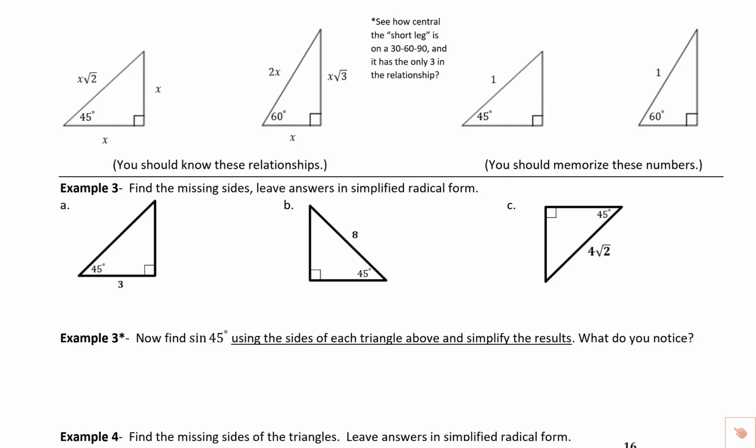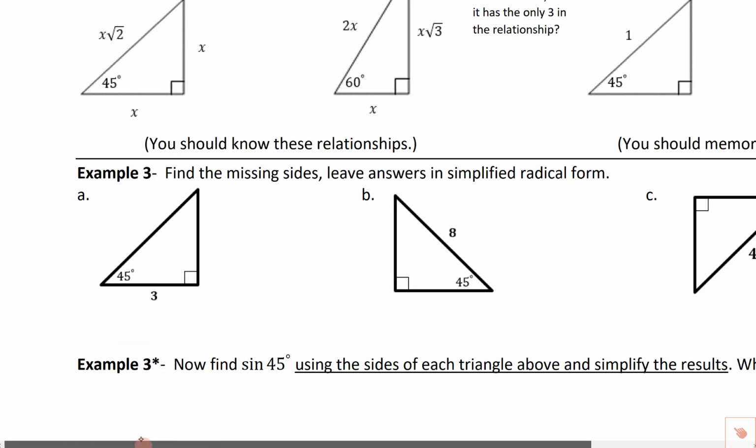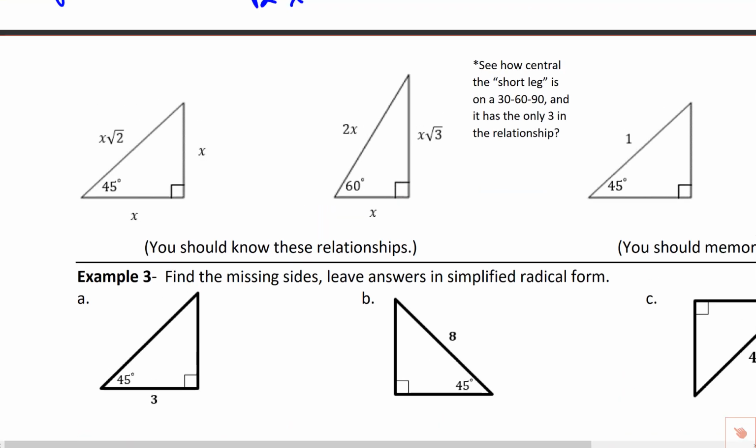Okay, this is what I would like you to write down. There's a couple things that I want you to know about these relationships. So we're going to make this nice and clean. On a 45, 45, 90, the legs are the same. Those are always the same. And if you want to go from a leg to a hypotenuse, you times by radical 2, because it's got to get bigger to get as big as the hypotenuse.